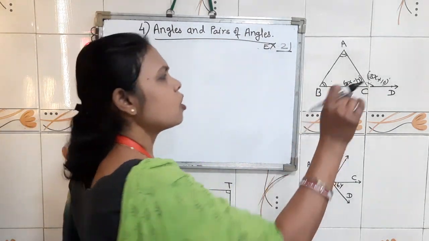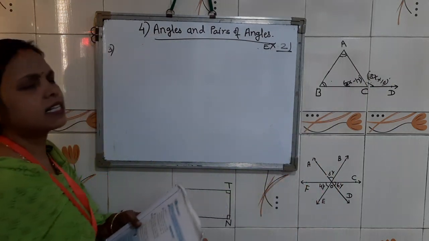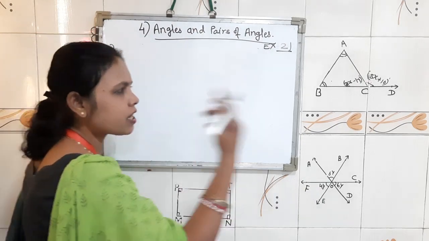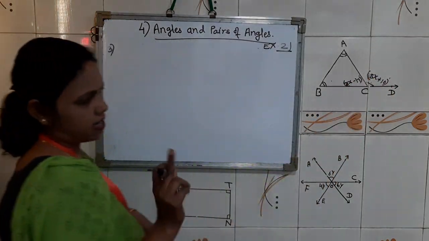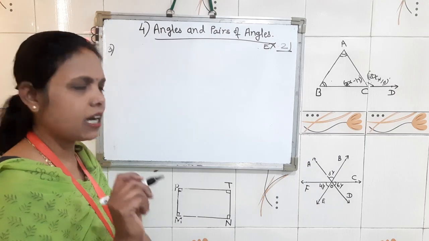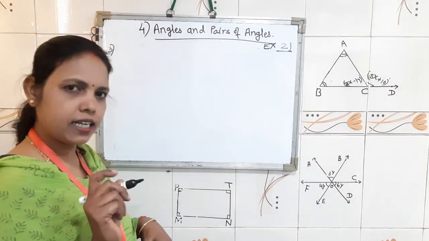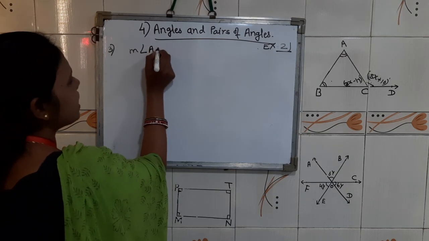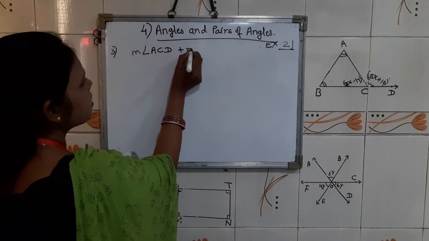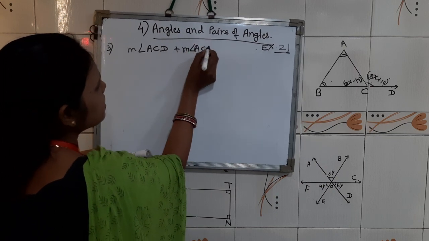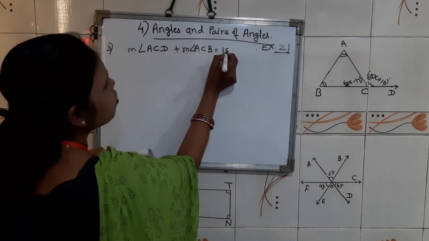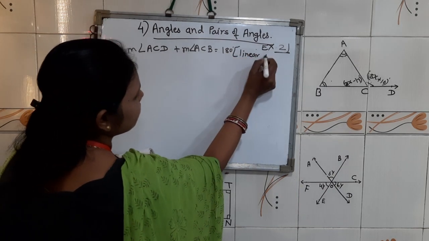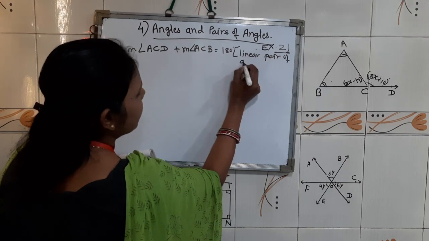So one point, what type of these two angles are making? I hope you all are getting the points. What type of these two angles are making? Then your answer will be linear pair of angles, isn't it? So children, write down measurement of angle ACD plus measurement of angle ACB equal to 180 degree. Write down here linear pair of angles.